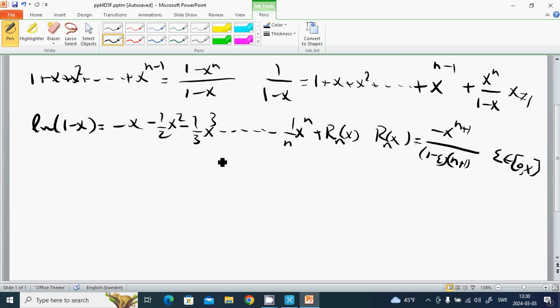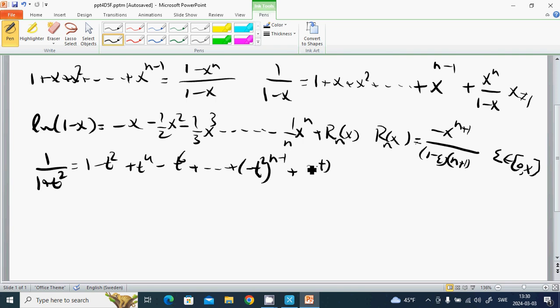And 1 divided by 1 plus t squared is 1 minus t squared plus t to the fourth minus t to the sixth, up to minus t squared to the power n minus 1, plus minus t squared to the power n divided by 1 plus t squared. Then we take the integral from 0 to x of this part, dt.